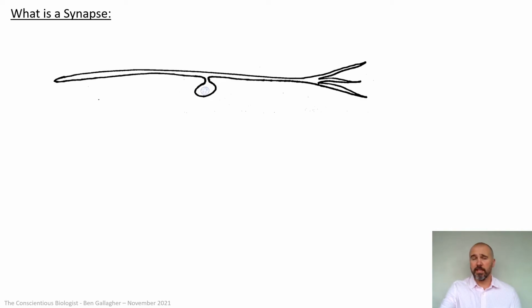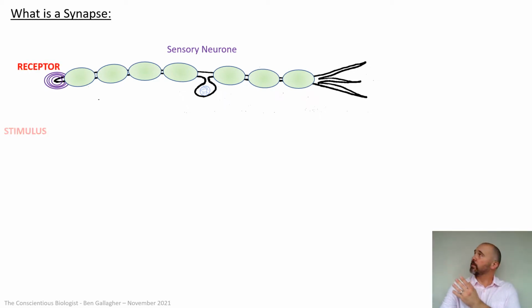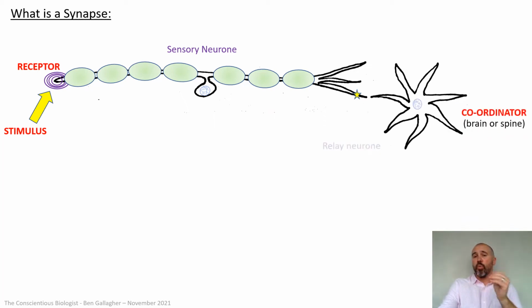So let's really quickly remind ourselves of what a synapse is. If we're putting the whole nervous pathway back up on screen, we start with a sensory neuron. There's going to be a stimulus that hits a receptor. That's going to generate an action potential in the receptor, which you should have seen in the previous video. That might be a rod cell or a cone cell or a Pacinian corpuscle or whatever. That's going to send our signal along the sensory neuron, where it then needs to jump the gap onto a relay neuron in your coordinator.